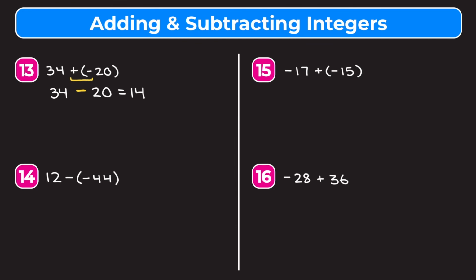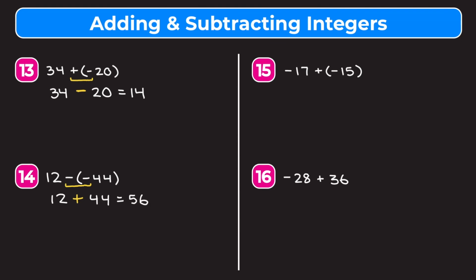If we look at number 14, we have 12 minus a negative 44. So we have to remember that subtracting a negative, or a minus minus, turns to a plus. And now we have a pretty easy problem. It's just 12 plus 44. So we're just adding positive numbers. So 12 plus 44 is going to give us 56.